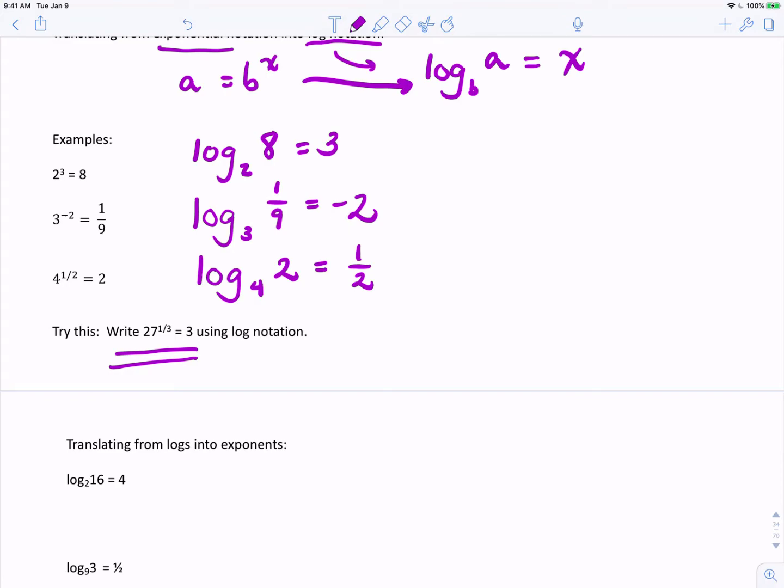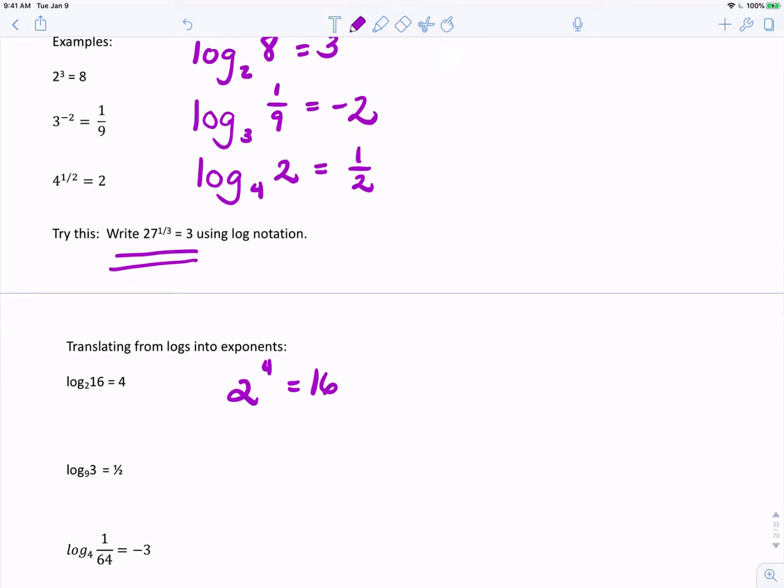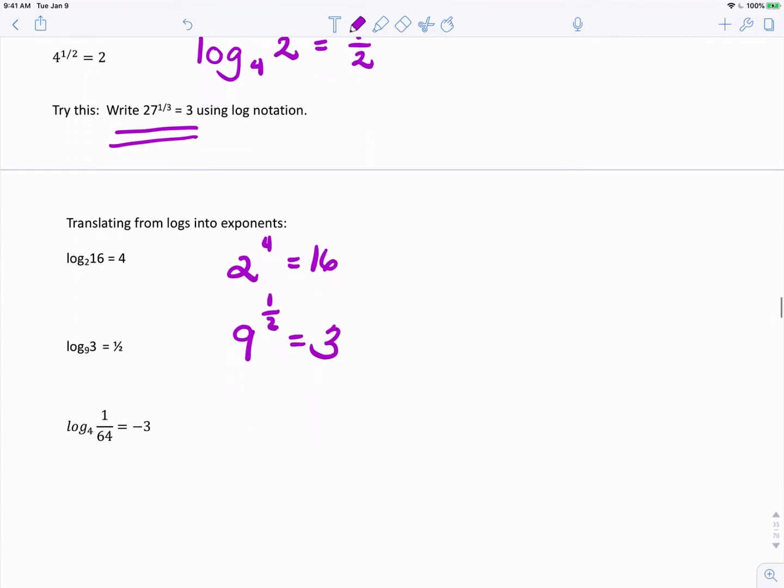So log to the base 2 of 16 is equal to 4. We'll rewrite that using exponential notation. The base is 2, the power is 4. 2 to the 4th is equal to 16. Log to the base 9 of 3 is equal to 1/2. The base is 9, the exponent is 1/2. 9 to the 1/2 power is equal to 3. Log to the base 4 of 1/64 is equal to -3. The base is 4, the exponent is -3. 4 to the -3rd power is equal to 1/64.